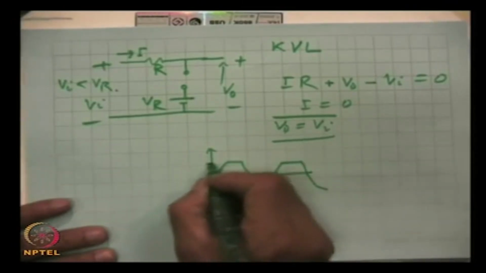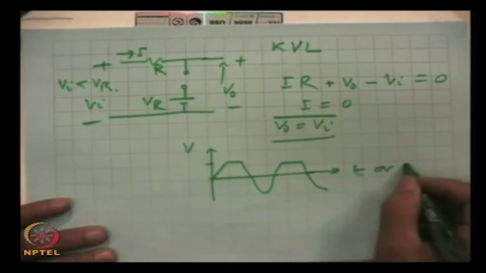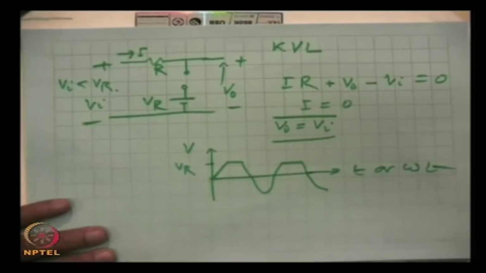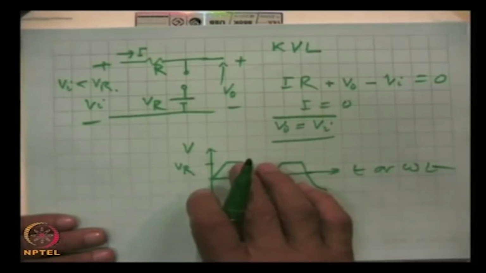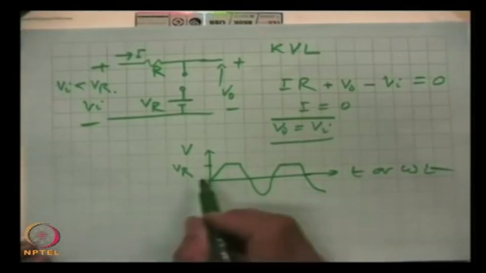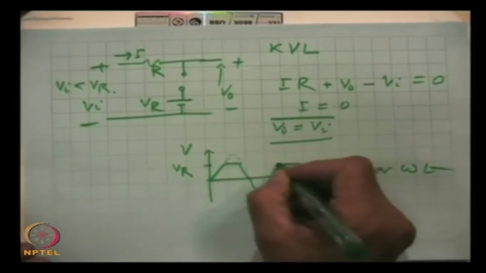Where this is the voltage axis, this is time or omega t, and this is VR. We can choose VR as we wish. If we want to limit at 2 volts, then this reference voltage has to be 2 volts. If we want to restrict it at 4 volts, then this has to be at 4 volts. So, this will be the wave shape, and these portions have been clipped.